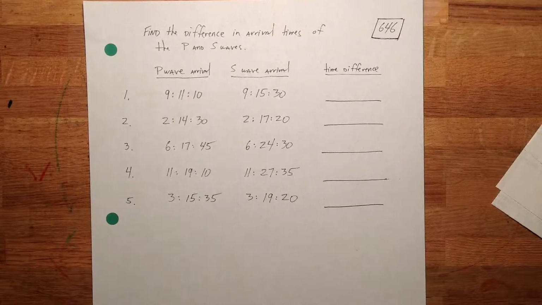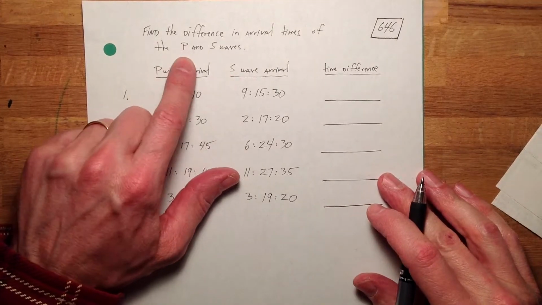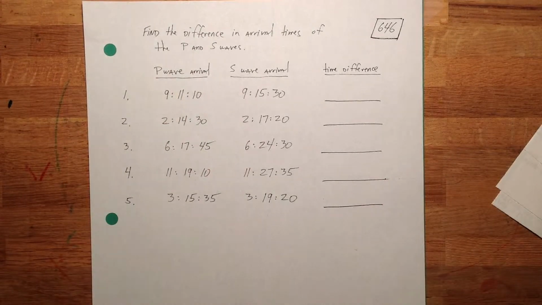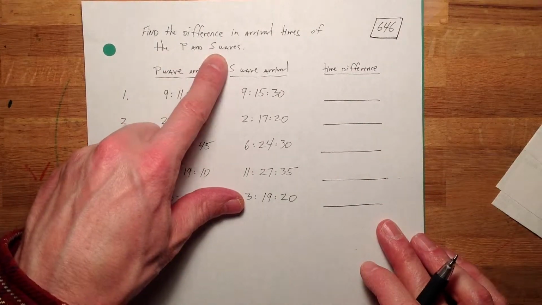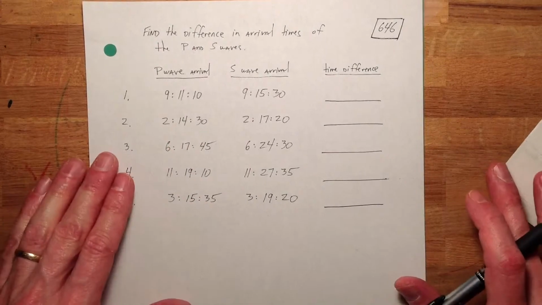Okay, Mr. Gazda here. 646. Difference in arrival times of P and S waves. These are earthquake waves, primary waves, secondary waves. But for now, let's just worry about the math.